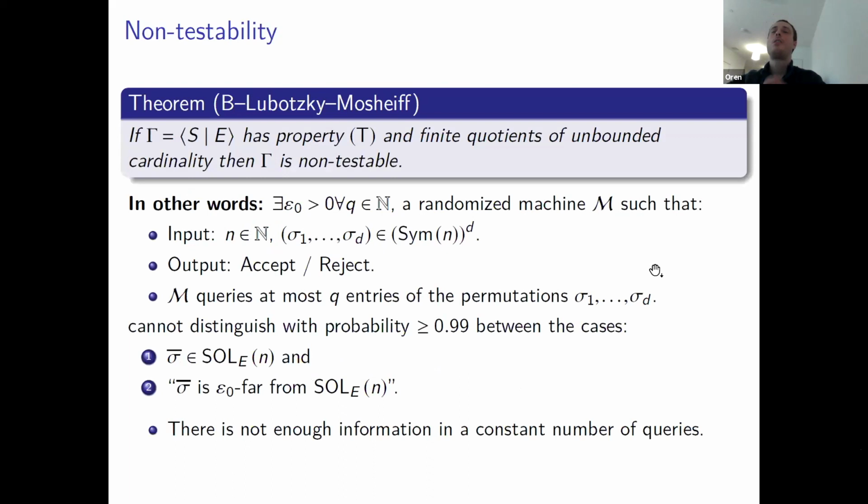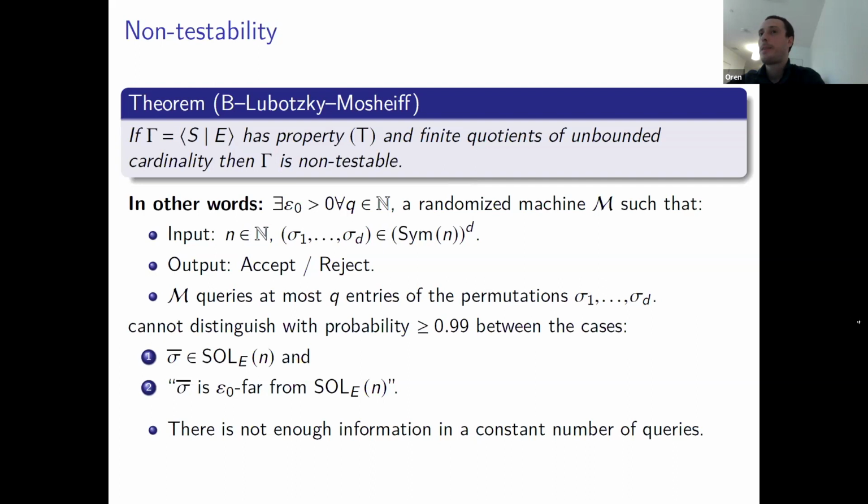This was a negative result about stability. And now I want to relate it to last week's talk about testability. I will not recall the definition precisely, but I will give some details that will also serve as a reminder. So this is a theorem that will be uploaded to the archive soon. Under similar conditions, that a group has property T and finite quotients as large as I want, then gamma is not even testable, not only not stable, but not even testable.